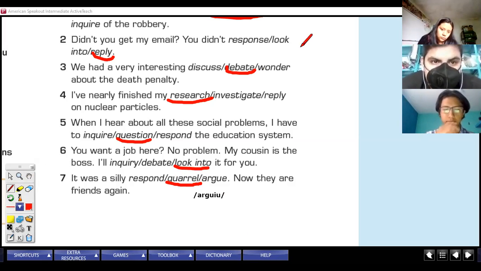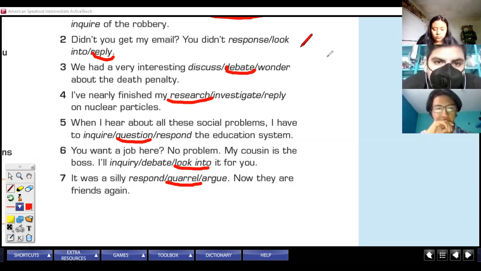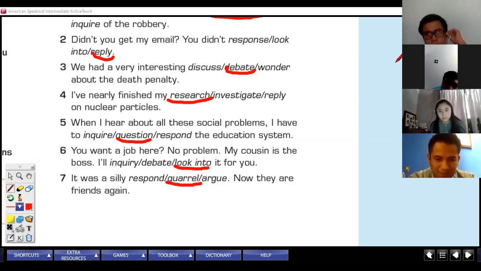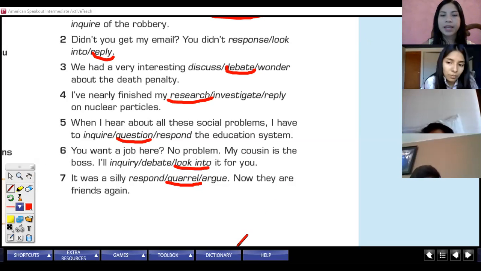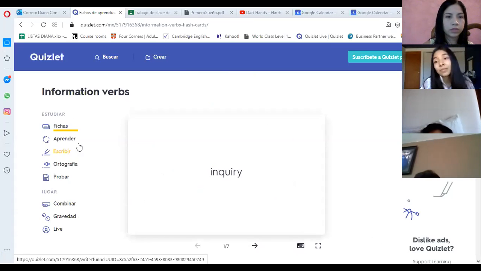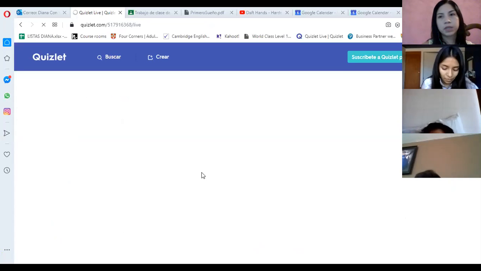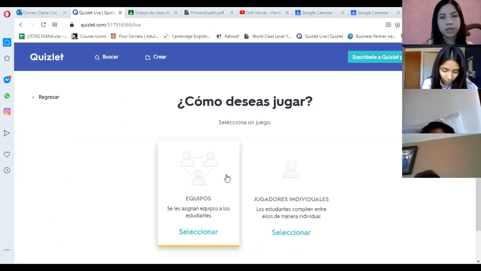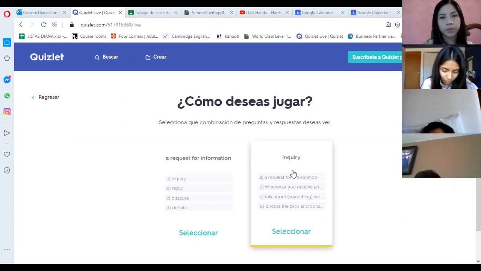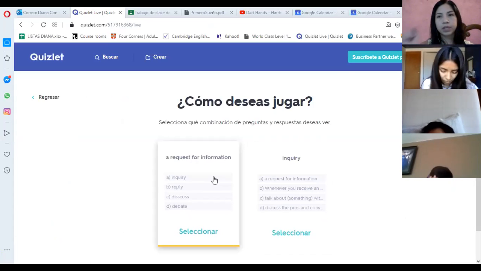¿Ok? ¿Vamos bien? More or less? Do you need more practice with this vocabulary, with these verbs? Yes? Okay. Now we're going to practice. I prepared a game for you. This is the game. About these verbs. You have verb and definition. Verb and definition. Okay? And you're going to play. You are going to read the definition and choose the correct verb, please.